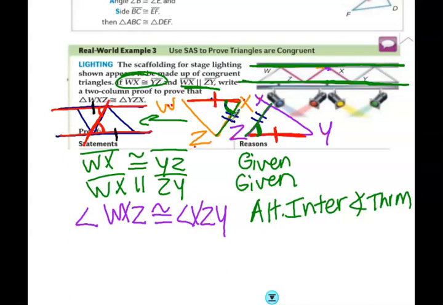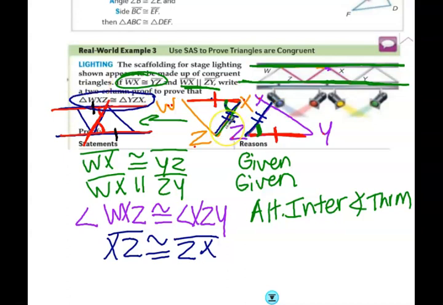So I have XZ is congruent to ZX. Again, XZ is congruent to ZX. How do I know that? Looking at the triangle order, it's the exact same line. So what theorem can I use that kind of flips it? That's called the reflexive property. That's like writing AB equals BA.